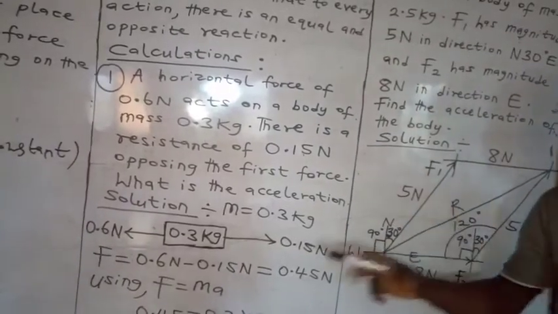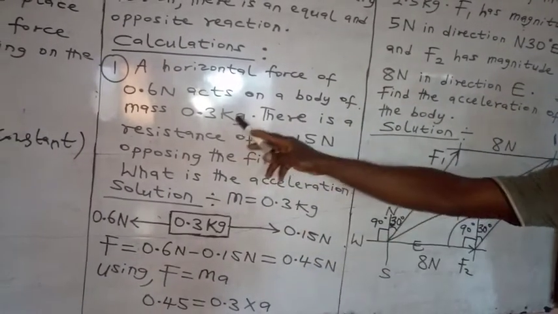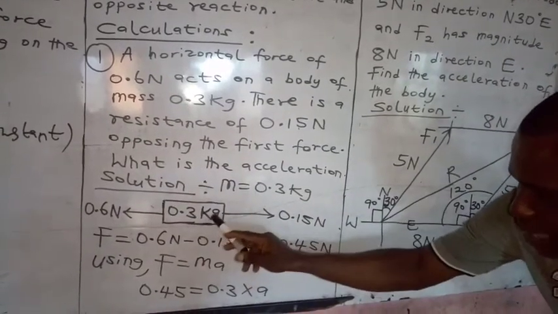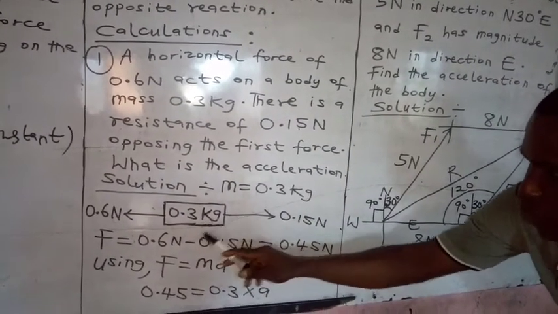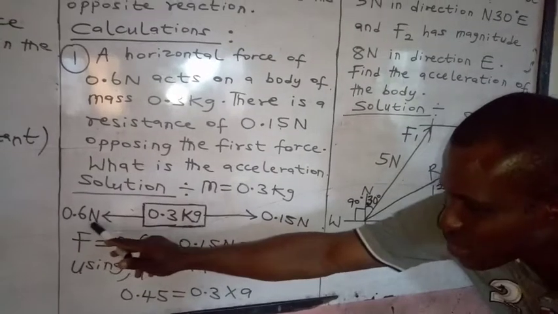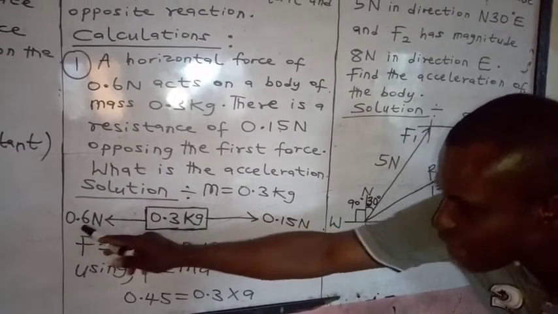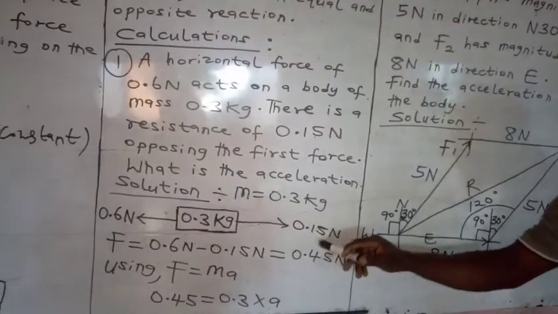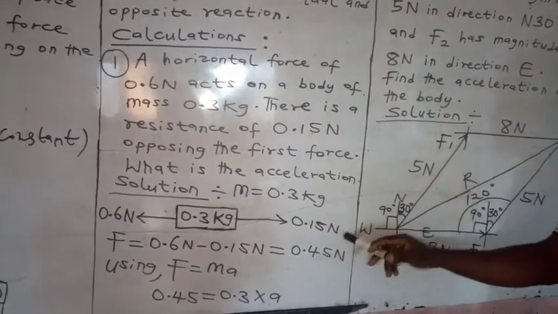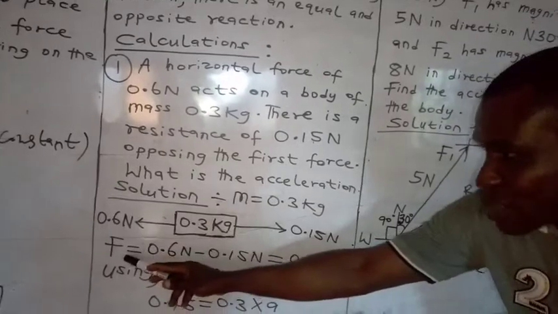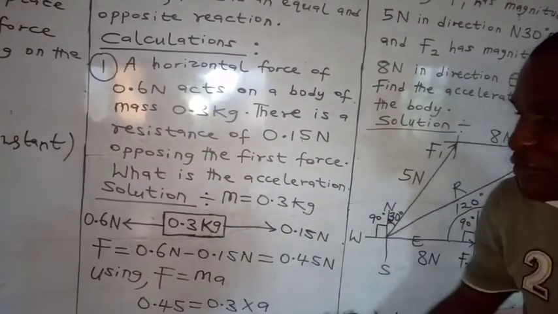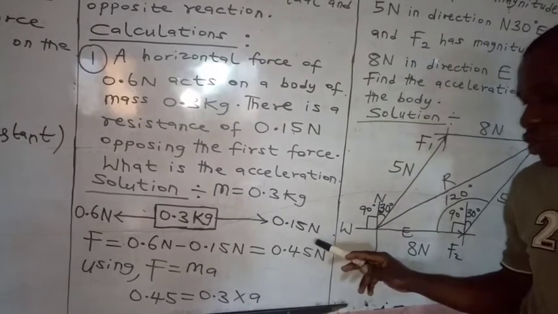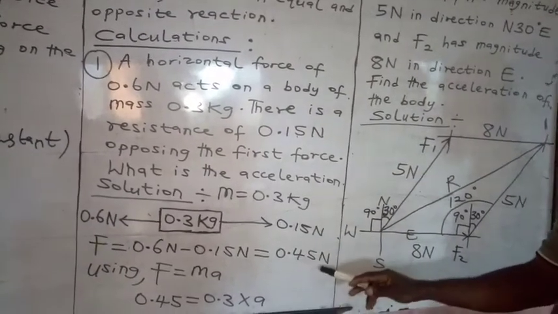From the question, the mass is 0.3 kilogram. From the diagram, this is the mass of the body, 0.3 kilogram. We have the force, 0.6 Newton, acting this side. On the opposite side, which is the resistance, we have a force of 0.15 Newton. Then we have to find the resultant force. To find it, you say 0.6 Newton minus 0.15 Newton, and it will give us 0.45 Newton.